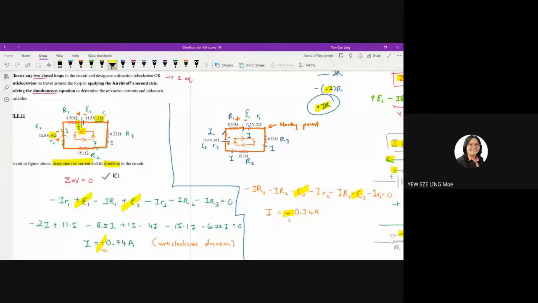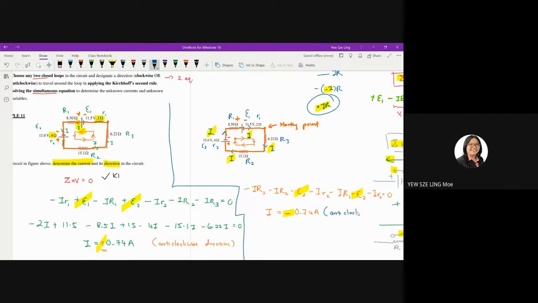So when it comes to this question, now you have a negative. What does that mean? It just means that the direction of the I that you drew just now, the blue color I, is not true. It doesn't represent the actual direction. It's opposed to the actual direction. So if you obtain a negative value, then it means the I is not moving in the clockwise direction. In fact, in reality, it should be moving in the anti-clockwise direction.